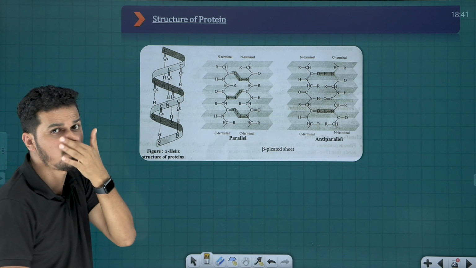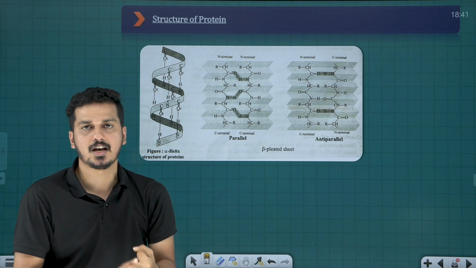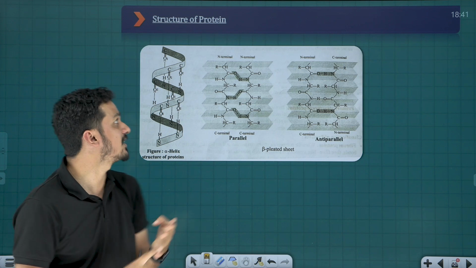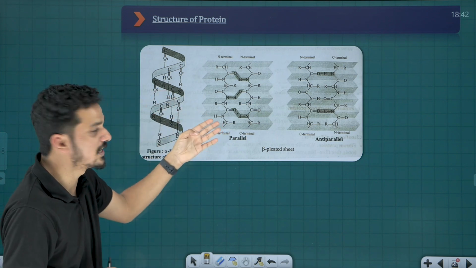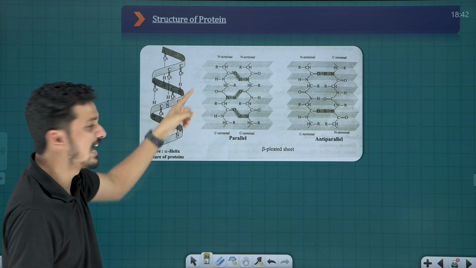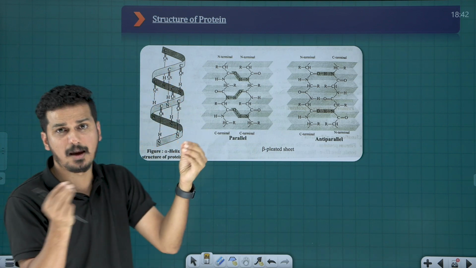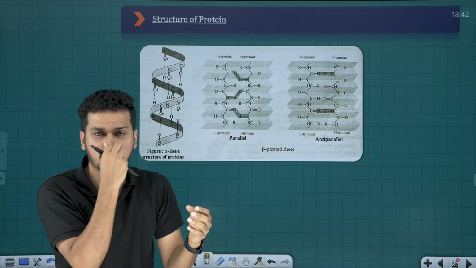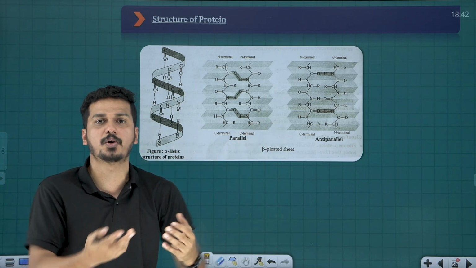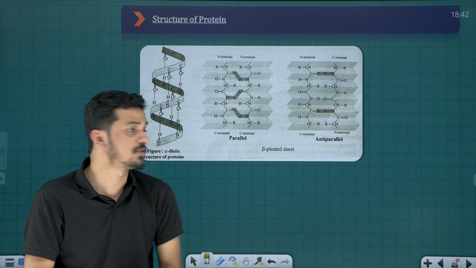Then again the structure of protein: primary structure, secondary structure, tertiary structure and quaternary structure. In secondary structure they have beta pleated sheets as well as helical structure. In the case of so many amino acids combined together to give you the entire protein, what kind of linkage is there? Peptide linkage is there. You have to keep that idea in mind.